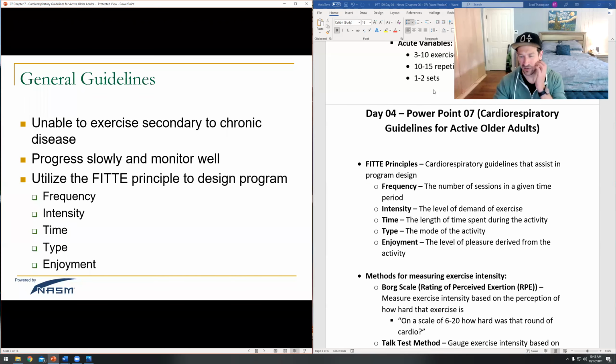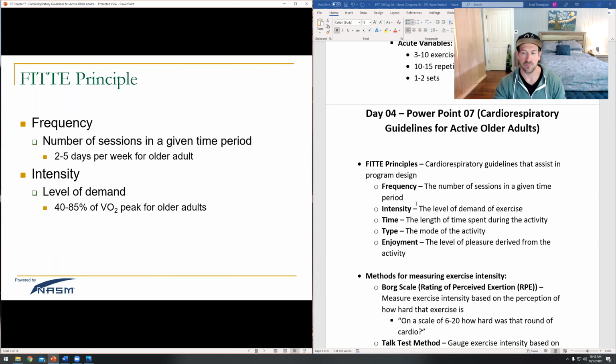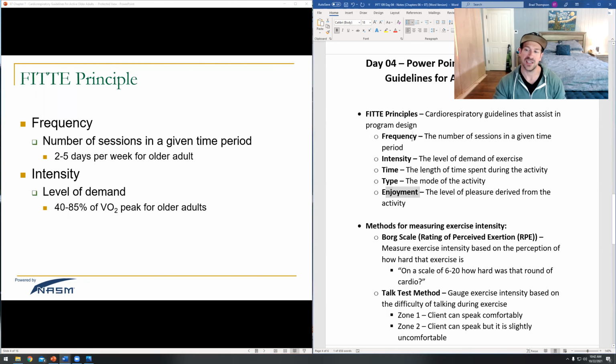So in general, when you are writing a cardio program, you want to consider your FIT principles: the frequency, the intensity, the time, the type, and the enjoyment factors here. So frequency is the number of sessions in a given time period. For our older adult clients, and really for any client, it's about 2 to 5 days per week for most people. The intensity is the level of demand.